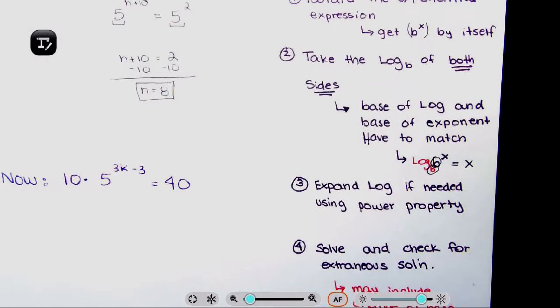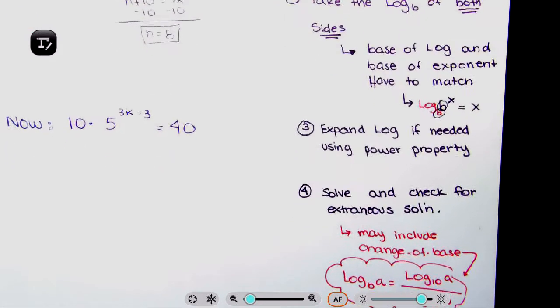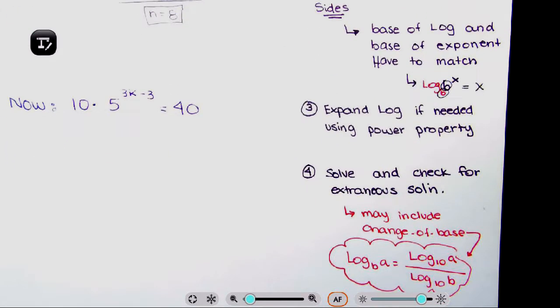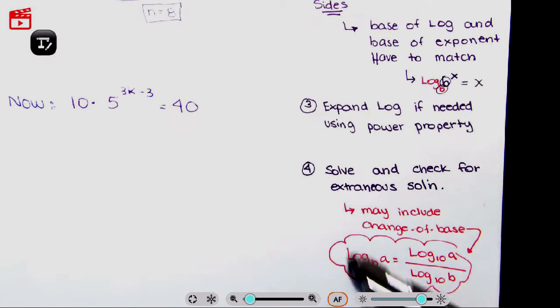Step 3: expand the log if needed using the power property. Sometimes you might have to do that. You're going to then solve and check for extraneous solutions. You may potentially need to use the change of base formula if your base is not originally 10. Let's jump in.